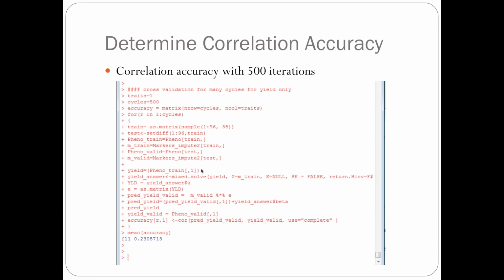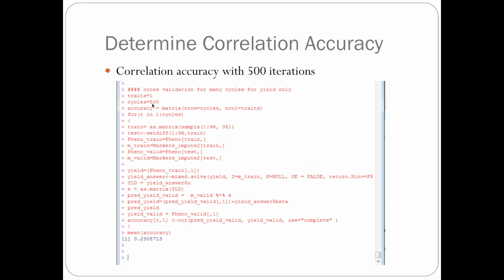So in order to get a better guess of correlation accuracy, it needs to be run for many iterations. So I did a for loop in R to run 500 iterations of mix.solve and then took the means of those correlation accuracies from the 500 iterations. And the accuracy for yield with just one iteration from before was about 0.2, but running it after 500 iterations, the better estimate was 0.23.